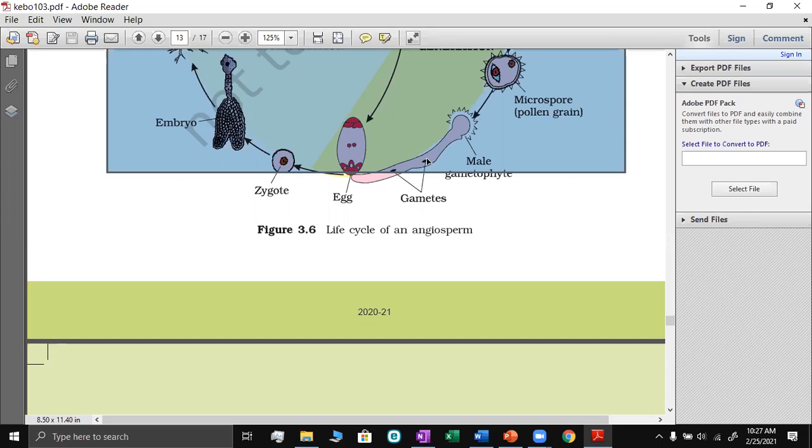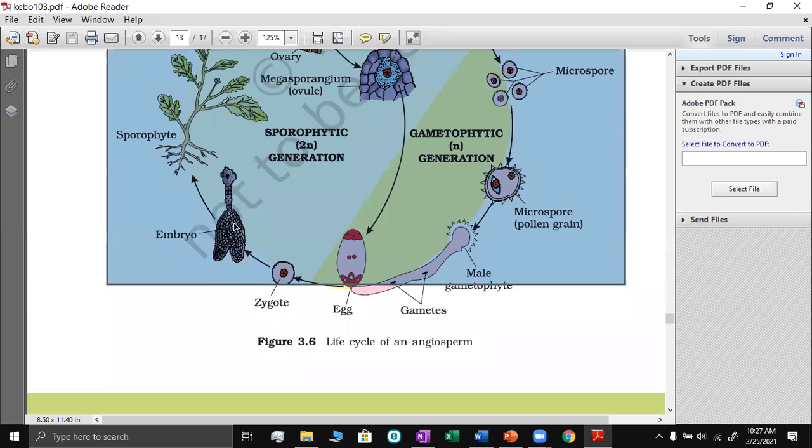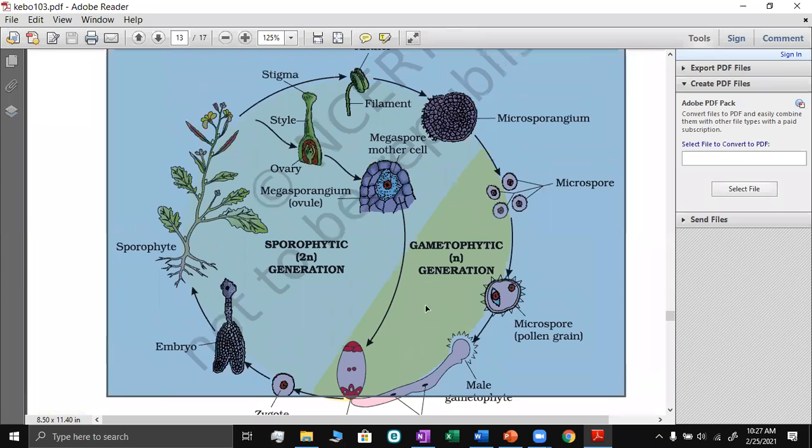In pteridophyte and bryophyte, the transfer of the male gamete to the female gamete requires the presence of water. So there is dependency on water, but in gymnosperm and angiosperm, there is no dependency on water for fertilization. After the fertilization, the zygote is formed, and it is diploid. This zygote divides by mitosis and forms the embryo.